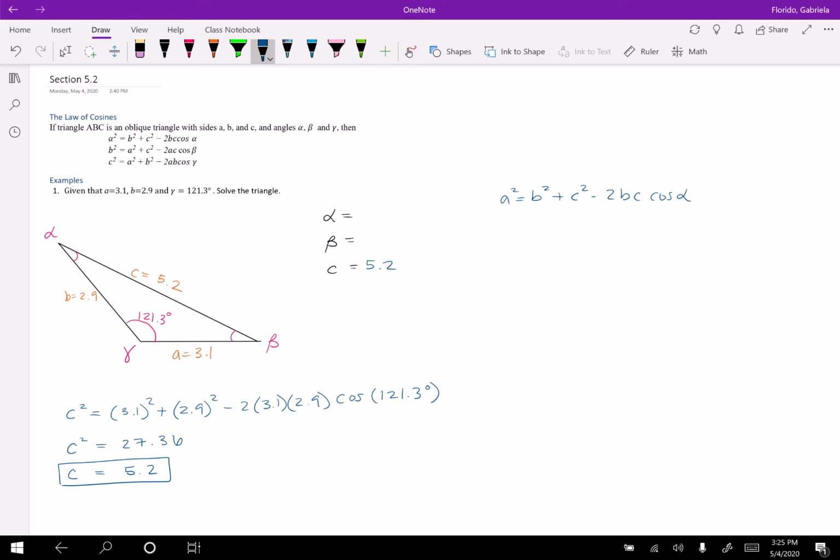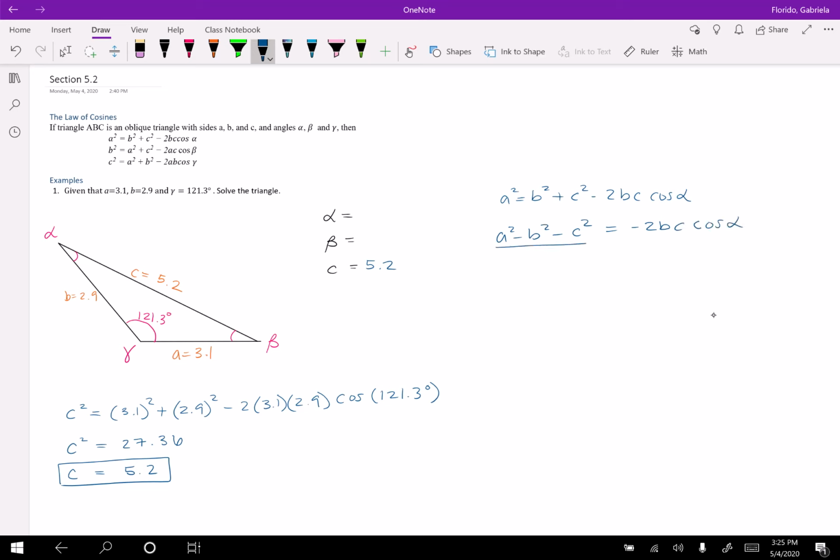I'm going to solve for cosine of alpha first, and then deal with plugging in the values. So I'm going to isolate cosine of alpha, and I'm going to have a squared minus b squared minus c squared is equal to negative 2bc cosine of alpha.